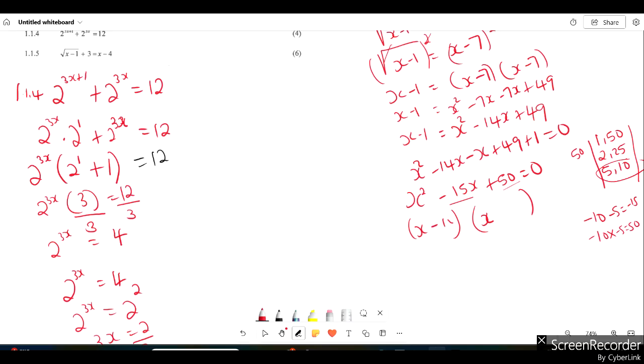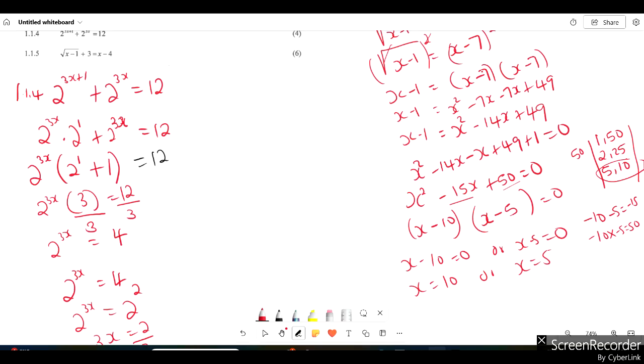So I will have negative 10 here, and I will have negative 5 here, equals 0. Therefore, x minus 10 equals 0, or x minus 5 equals 0. X equals 10, or x equals 5. Now, guys, we need to choose the correct option.